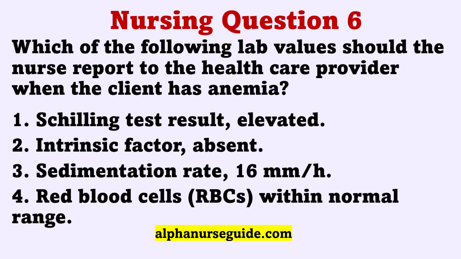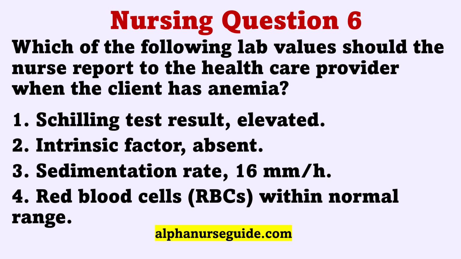The correct answer is 2. Intrinsic factor, absent. The defining characteristic of pernicious anemia, a megaloblastic anemia, is lack of the intrinsic factor, which results from atrophy of the stomach wall. Without the intrinsic factor, vitamin B12 cannot be absorbed in the small intestine, and folic acid needs vitamin B12 for deoxyribonucleic acid synthesis of RBCs.